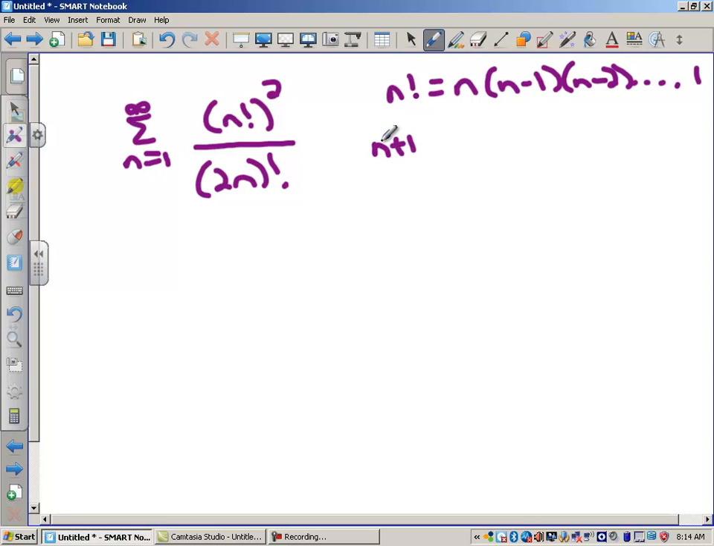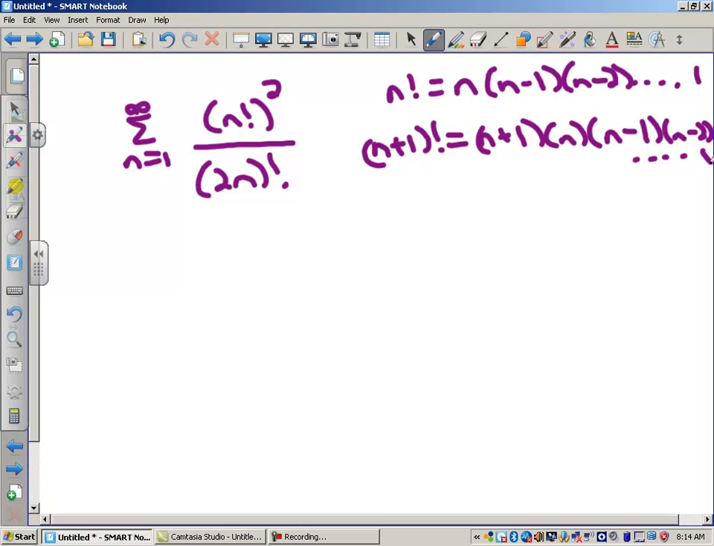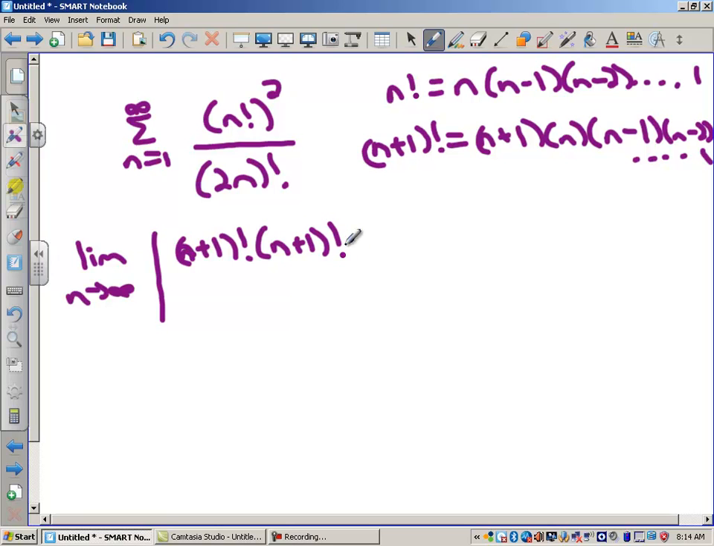And if you had even something like n plus 1 factorial, that would mean n plus 1 times n times n minus 1 all the way down till you got to 1. So I have factorials here, and I just said that the ratio test is my choice of test if I have factorials, so that's what I'm going to do. I'm going to find the limit as n approaches infinity of the absolute value of the next term divided by the previous term. Now the next term would be n plus 1 factorial, that's plugging in n plus 1 for n, times n plus 1 factorial. That's how we square something. We multiply it times itself.